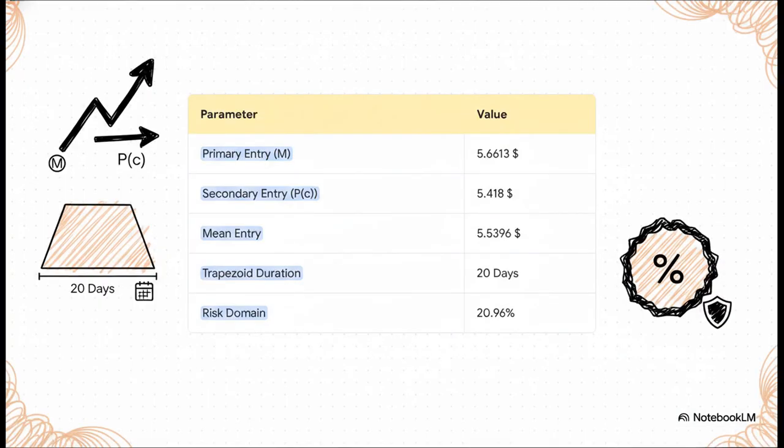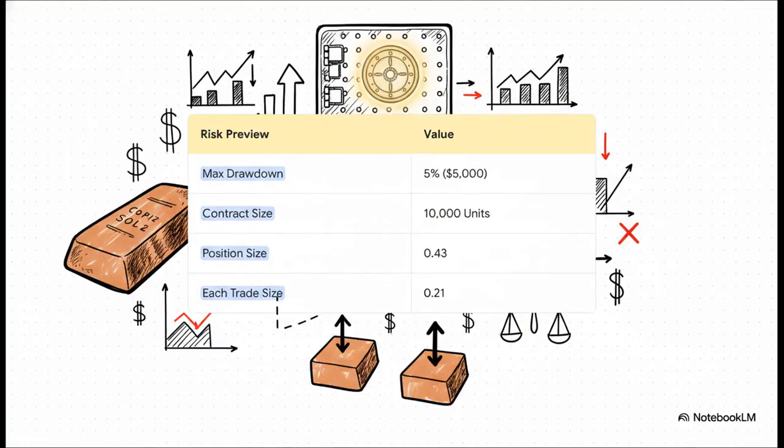Let's put some hard numbers on that map. The primary entry was set at 5.6613. The secondary was just a bit lower, at 5.418. Now, a really key element here is something called the trapezoid. It projects a potential time window for this cycle of about 20 days, and the overall calculated risk domain is just under 21%.